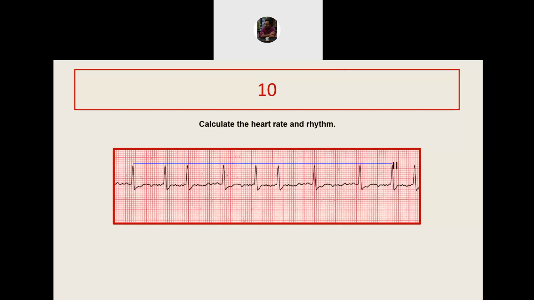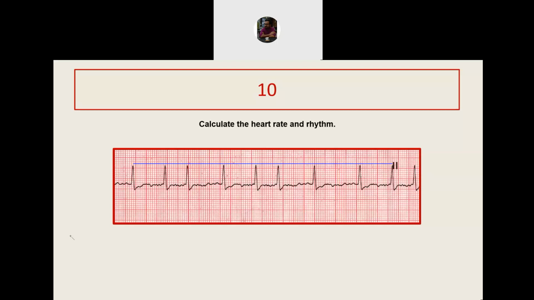So I'll count by 5. 1, 2, 3, 4, 5, 6, 7, 8, 9, 10, 11, 12, 13, 14, 15, 16, 17, 18, 19, 20, 21, 22, 23, 24. And then the extra box, 24 means it's 24 into 5. That is 120. And then you have 1, 2, 3, 4 extra. So it's 124 boxes. 124 boxes are present between how many RR intervals? 1, 2, 3, 4, 5, 6, 7, 8.